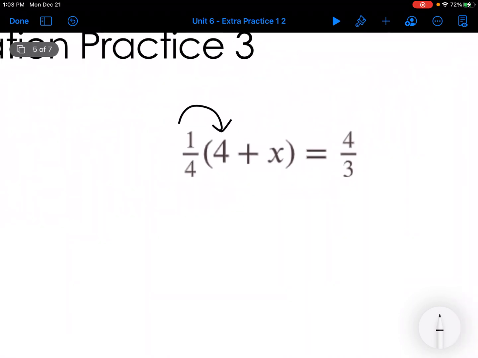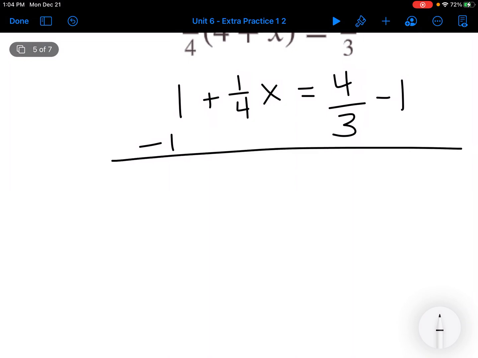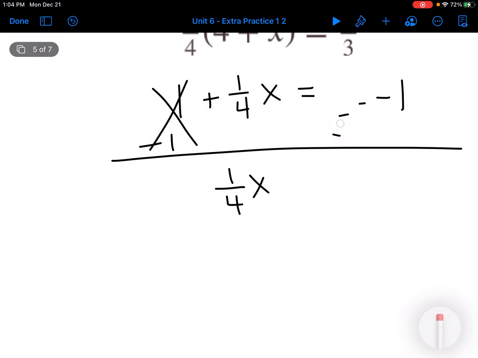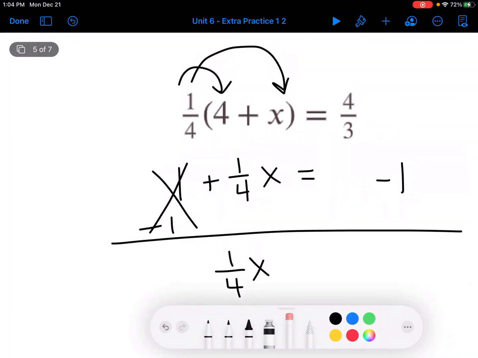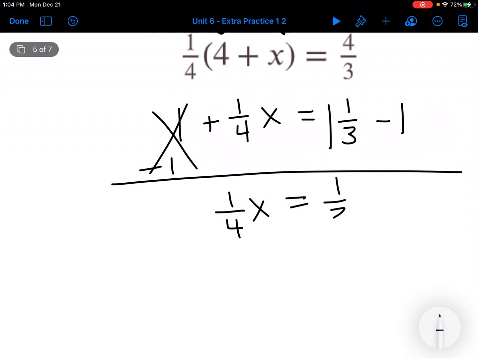Next one. 1/4 times 4 is actually 1. And 1/4 times x is 1/4 x equals 4/3. Now I'm going to subtract 1 on each side. So I want to zero out. So I'm left with 1/4 x. Now 4/3 is actually 1 1/3 because 3 goes into 4 one time with 1/3 left over. So 1/3 minus 1 leaves me with 1/3.